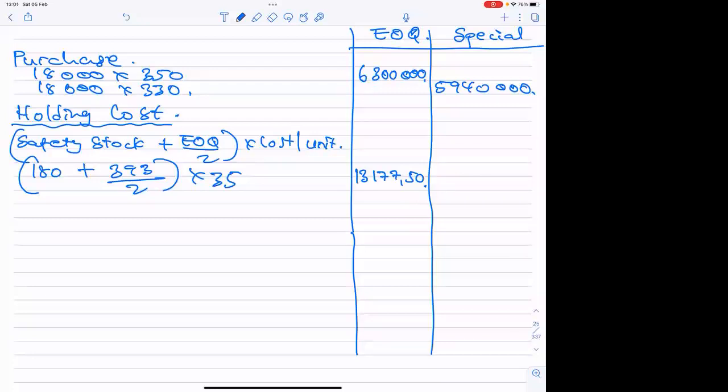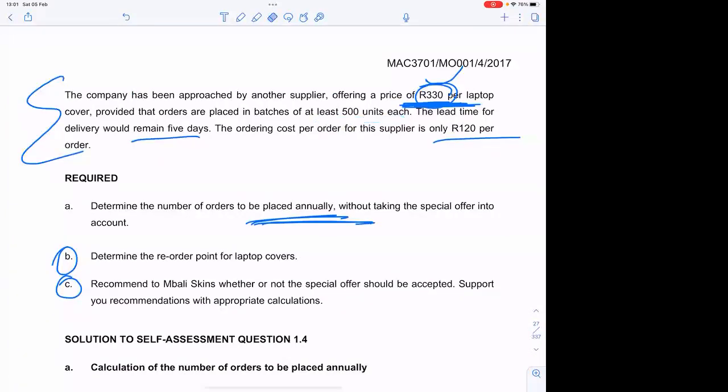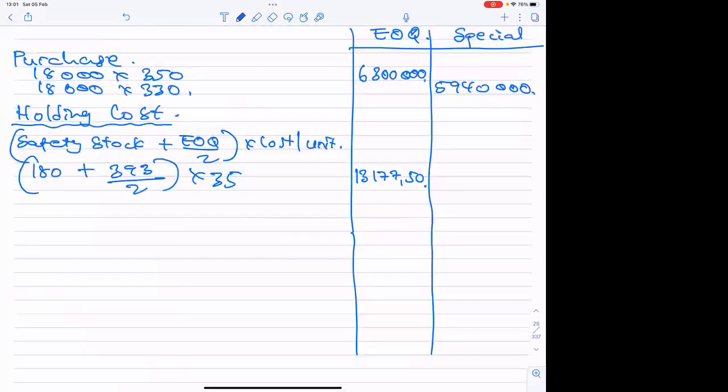Now, this is for the EOQ. But for the special, remember, they said you should order how many there? 500. Are we together? And the safety stock is going to be the same. Did they tell us about the safety stock? Only the lead time. Okay, all right. So we can say our safety stock is still 180.